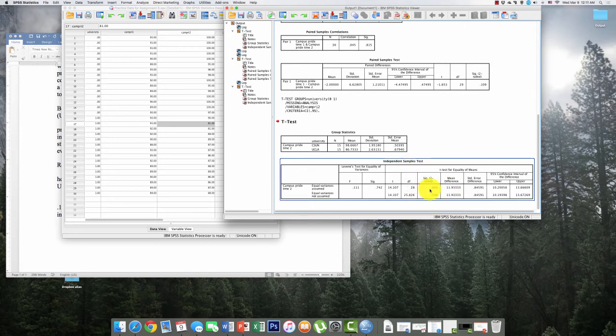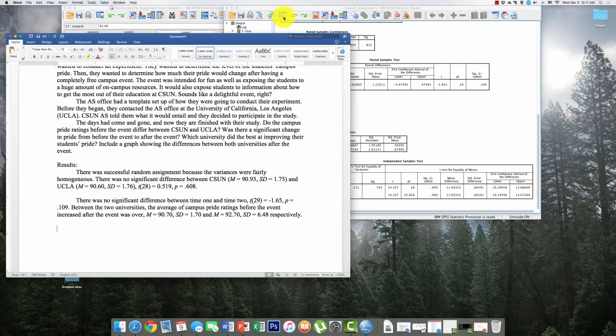We see after the event there is a significant difference between the means. And then we'll be able to determine which school had more campus pride, or have a better understanding, kind of like a correlation where we can't assume causation. But t-tests definitely help us get closer. So we're going to do the write-up now.